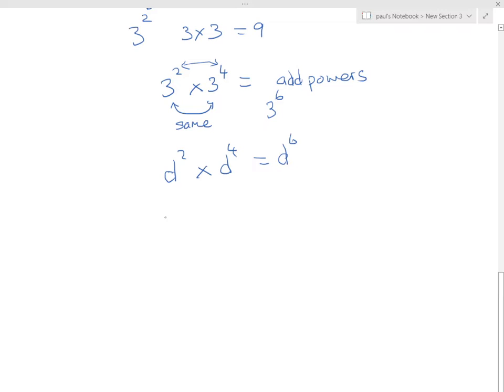When you subtract, or when you divide, so we do letters.